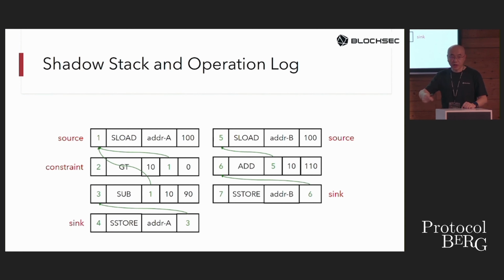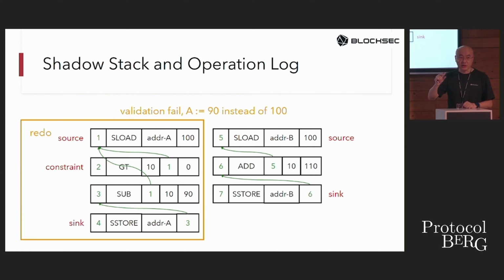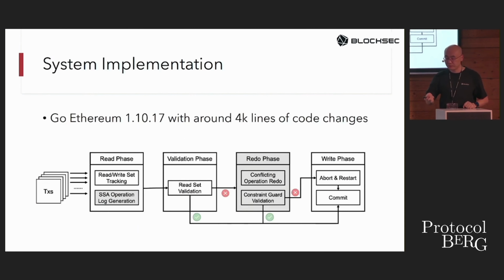By constructing this operation log during the execution, we can redo part of the instructions when a conflict occurs. That is, when the validation of an operation fails, we can redo these operations. We can redo only these operations and use the updated value of the account balance A as 90 instead of 100. So we can re-execute these operations. This is the basic idea of the operation-level concurrent execution of Ethereum transactions.